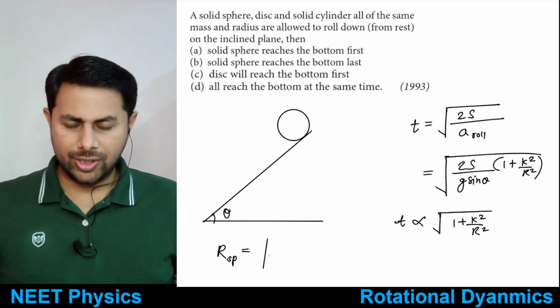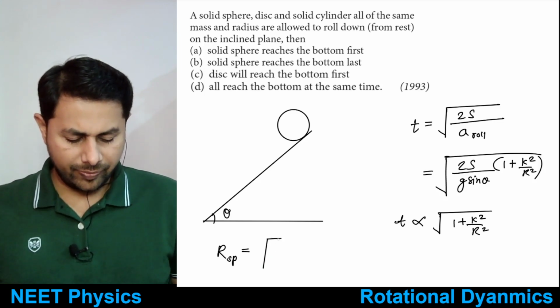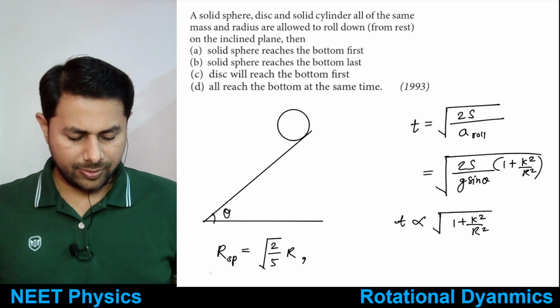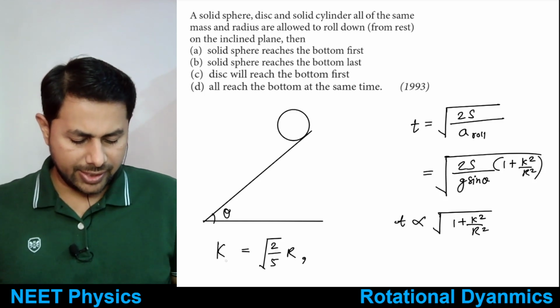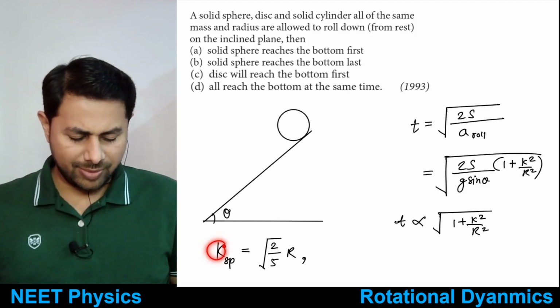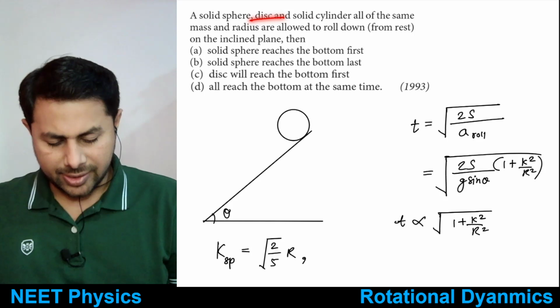Okay, that is moment of inertia 2 by 5 mr square. So radius of gyration is just 2 by 5 square root of 2 by 5 multiplied by r. Sorry, this is k for solid sphere, radius of gyration of solid sphere. Okay, so I denoted by r, let's denote it by k. Then what about the disk and solid cylinder?